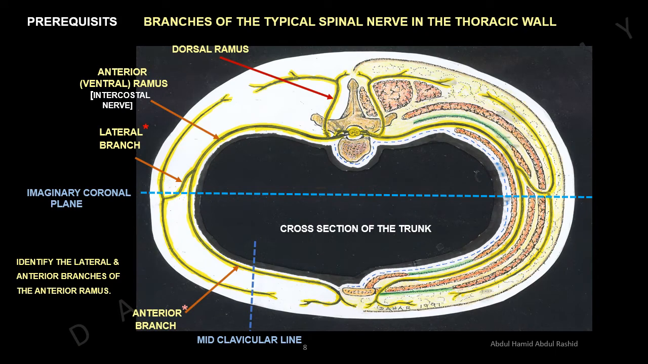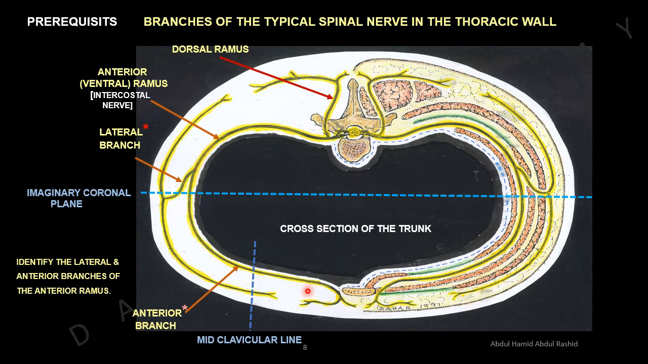Prerequisites. Branches of the typical spinal nerve in the thoracic wall. This is the continuation of the previous diagram, but in simpler form. In this diagram, we have an imaginary coronal plane, which is dividing the thoracic wall into the anterior part and the posterior part of the thoracic wall. This is the spinal nerve, which gives the dorsal ramus, which goes backwards, and the ventral ramus, which goes lateral and forward. This ventral ramus is the intercostal nerve.